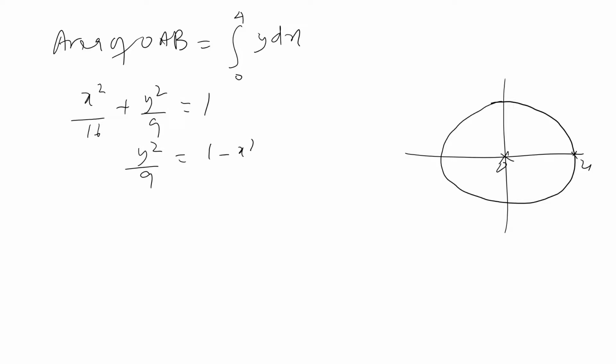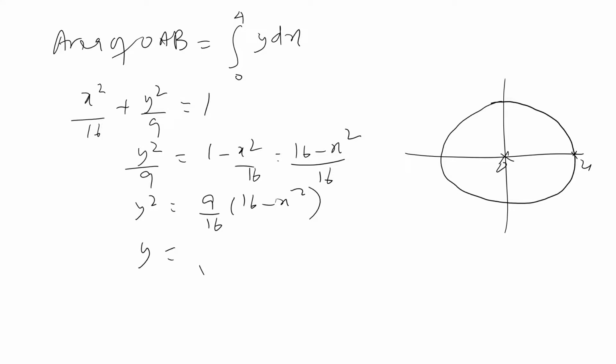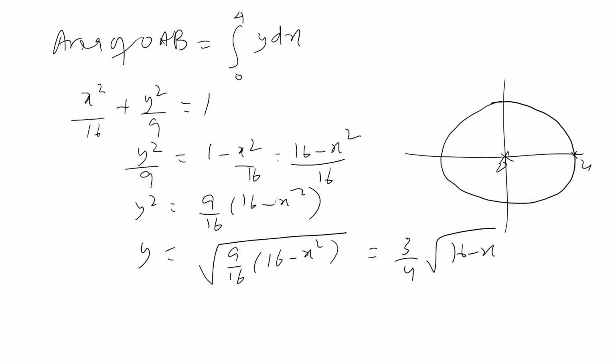1 minus x square by 16, take the LCM by 16. So y square equal to 9 by 16 into 16 minus x square. So what will be y then? Square root of 9 by 16 into 16 minus x square. So when you take the square root, you will get 3 by 4 into root of 16 minus x square. And therefore, when you substitute in the formula, it will be integral 0 to 4, 3 by 4 into root of 16 minus x square into dx.